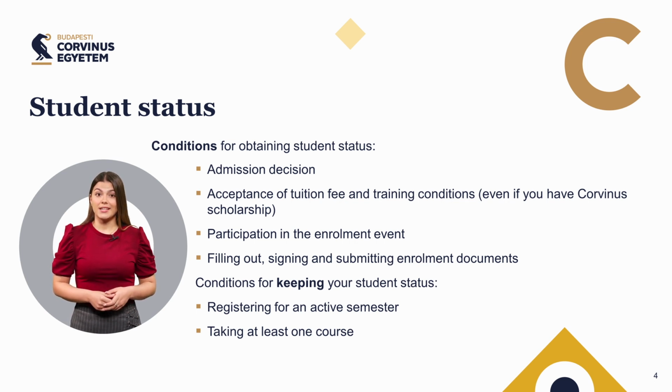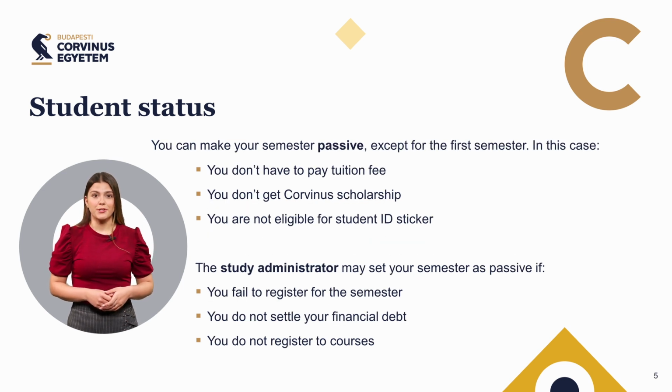To keep your student status, you also need to register for an active semester and take at least 1 course. Activation is basically a statement you must make each semester. You declare at the beginning of the semester whether you want to continue your studies in that training period, that is called activation of the semester, or you want to pause, in other words, passivate the semester. You must activate the semester during the semester of enrollment, otherwise your student status will not be established.